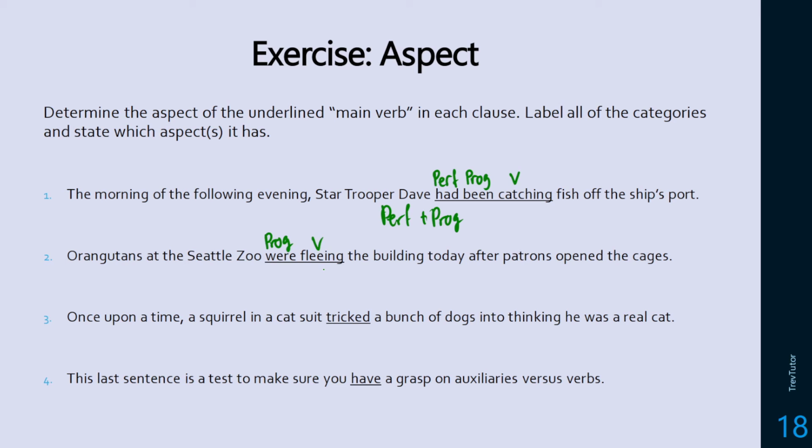Once upon a time, a squirrel in a cat suit tricked a bunch of dogs into thinking he was a real cat. All I see is a verb here. I don't see had tricked. So there is no aspect on this one.